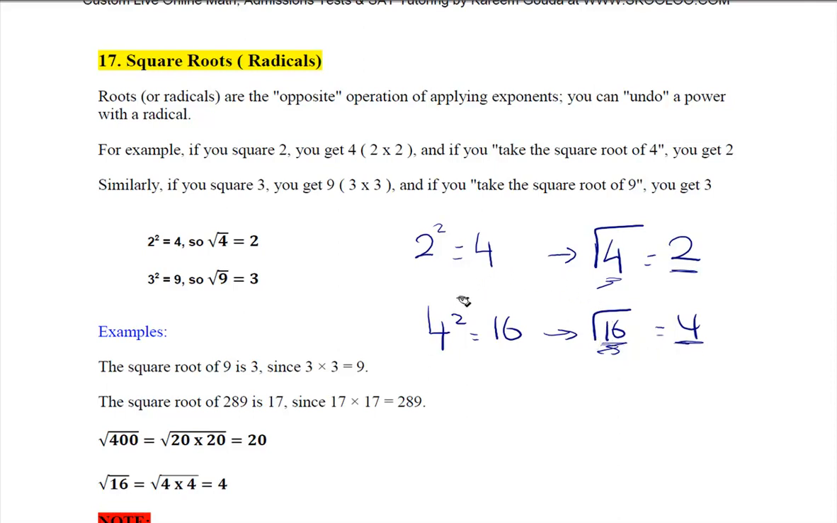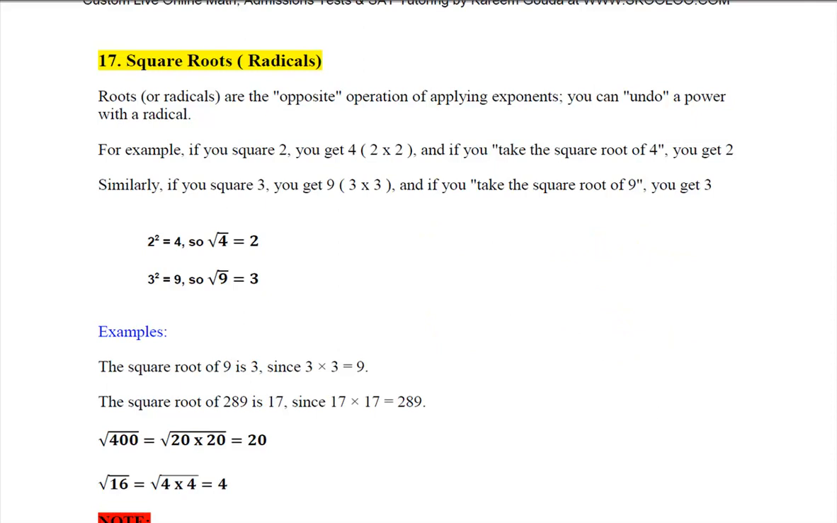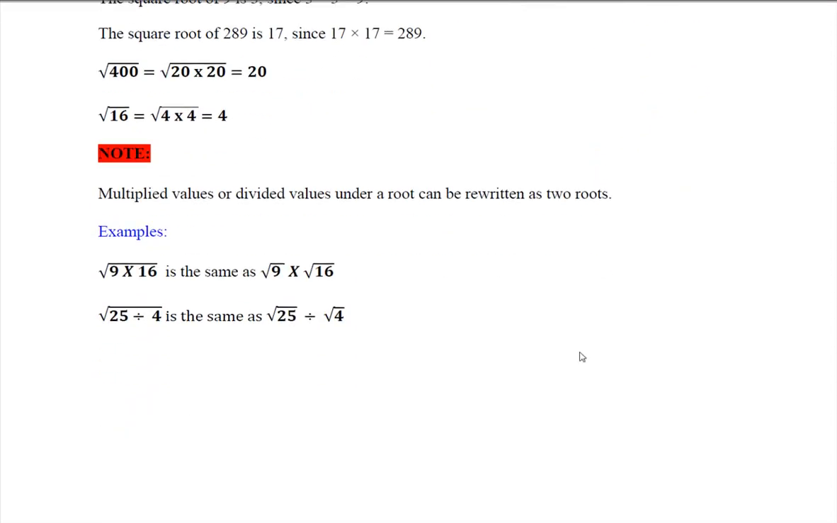Now this is all very simple and very basic. We're just going over the main points here quickly. Okay, let's take a look at the note underneath here. Now, multiplied values or divided values under a root can be rewritten as two roots, and this comes in handy sometimes. For example, let's say you have the square root of 9 times 16. You don't have to multiply 9 times 16 without a calculator, remember, and then find the square root of the answer. You can just rewrite this as the square root of 9 times the square root of 16. The square root of 9 is 3, the square root of 16 is 4, so the answer is 3 times 4, 12.